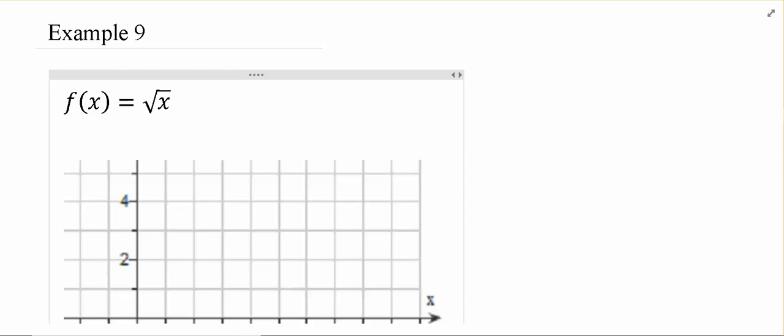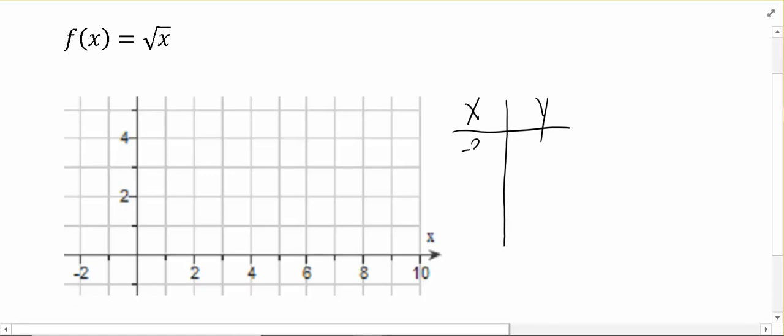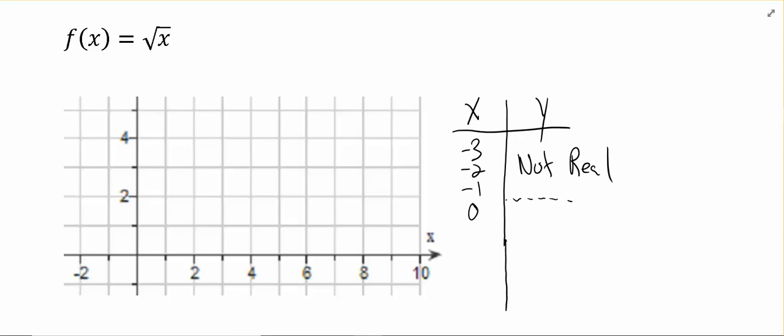The last example I want to look at is a square root graph. On this one, we'd like to start off the same way with an XY table. But if we start off the same way with -3, -2, -1, 0, any of those negatives that we plug in aren't going to work. All of those are going to give us not real numbers because we can't take the square root of a negative. So what this tells me as far as graphing is concerned is that my graph's not even going to exist over there on the left side.